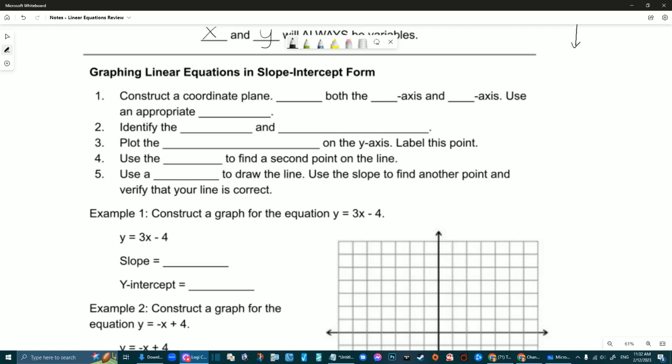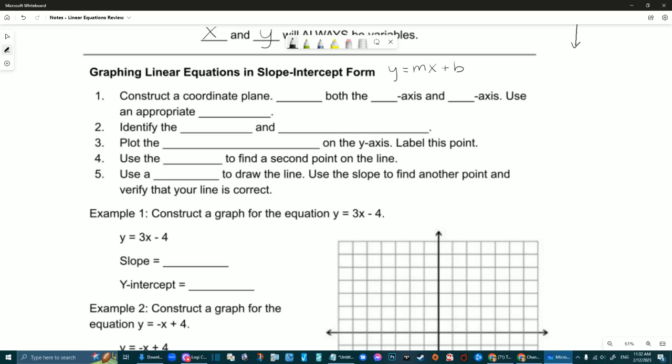So you'll remember from the last video, slope-intercept form is when the equation is y equals a constant, m, times x, plus or minus another constant, b. So let's go ahead and go through our step list and do two quick examples.